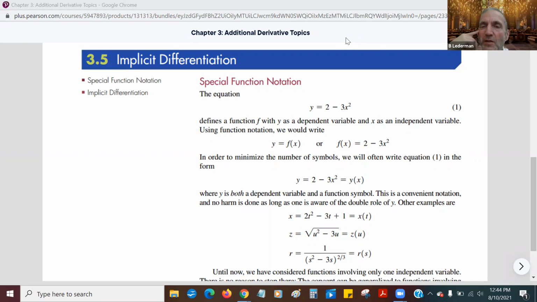So we have an equation, y is equal to 2 minus 3x squared. And this is a function. And we all know with a function, if you put in an x value, you get a y value. And that's it. Just one x value gives you one y value, and it never gives you two y values. If the same x value gave you two different y values, that would fail the vertical line test, and that's not good for a function.